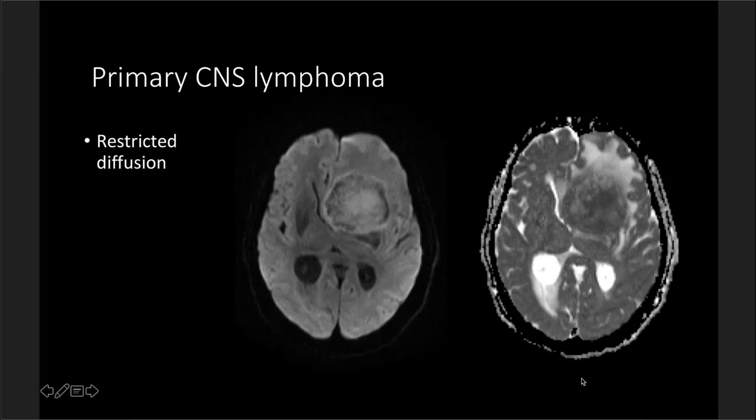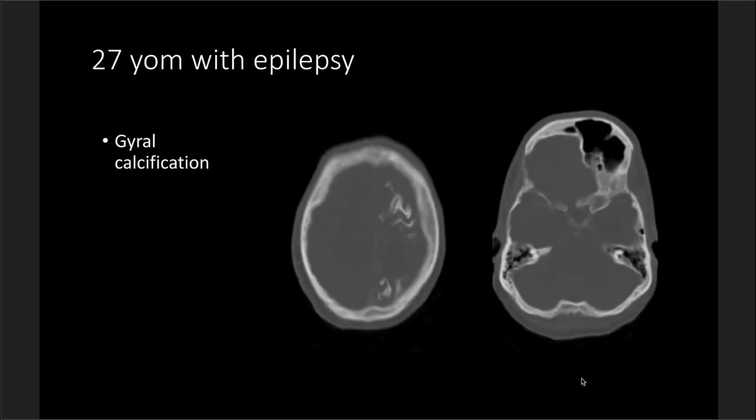All right, we'll talk about a few potential mimics of primary brain tumors. So this is a 27-year-old male with epilepsy, and what we're seeing here on the bone window images is ribbon-like cortical calcification. So this is sort of similar to what we saw with the oligodendroglioma, but it's more extensive.